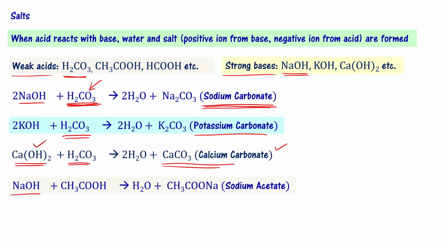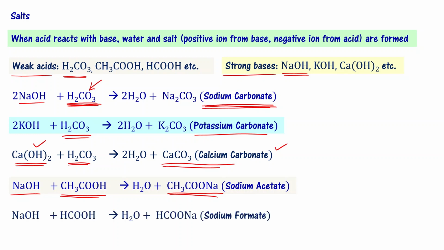NaOH, this is sodium hydroxide, when it reacts with acetic acid, you are getting sodium acetate. This is a salt, okay? And you have formic acid reacting with NaOH, giving rise to sodium formate. This is a salt. You see, weak acids reacting with strong bases lead to some kind of salts, right? These are a few example salts.